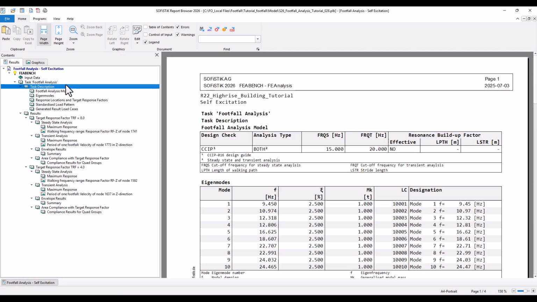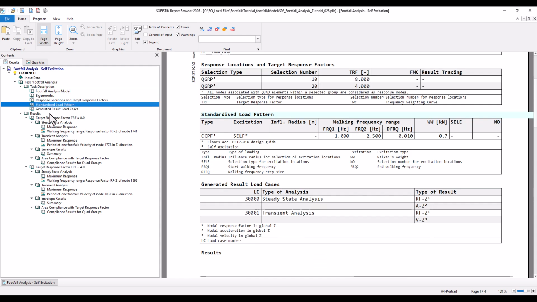The first section of the report documents the specified input parameters, while the latter section presents the analysis results. The results are organized according to the specified target response factors. In our case, two different values were defined, one for the hallway area and another one for the office space. Let us begin by examining the results for the office space.